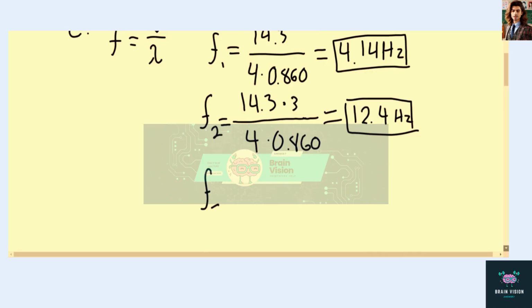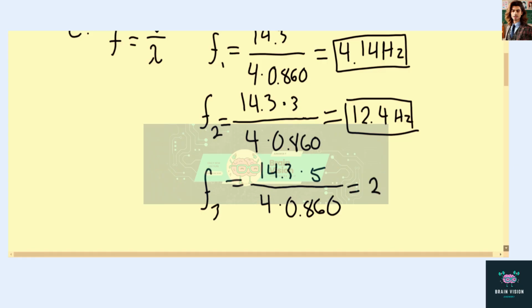And for the third one, last but not least, f3 will be equal to 14.3. And now the lambda is 4/5 times L. So we end up with a 5 in the numerator because lambda is in the denominator. And then you end up with 4 times 0.860 in the denominator one more time. And so if you calculate that out, then your frequency for f3 should be 20.7 hertz. And then we are all done. There you go.